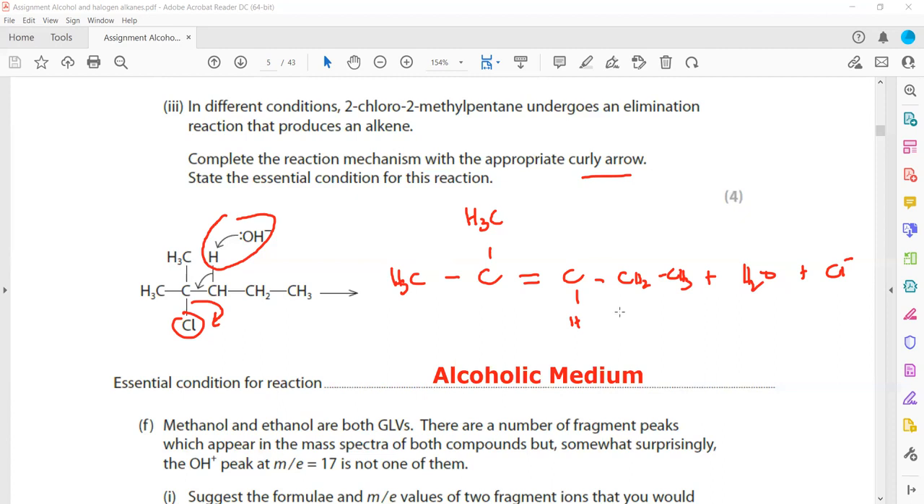That is how elimination and substitution are different from each other, depending on the medium in which we carry out the reaction. If sodium hydroxide or potassium hydroxide is in aqueous medium, the halogenoalkane will turn into an alcohol. But if it is done in alcoholic medium, then it will undergo an elimination reaction.